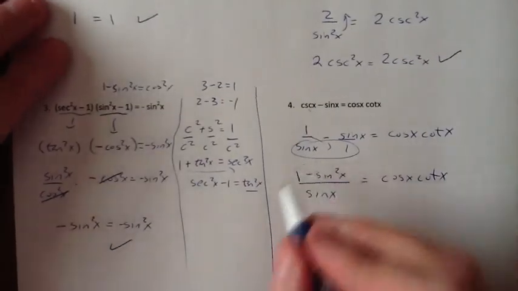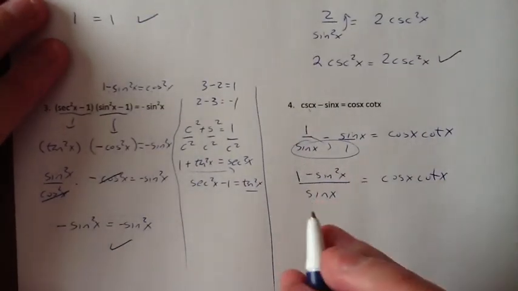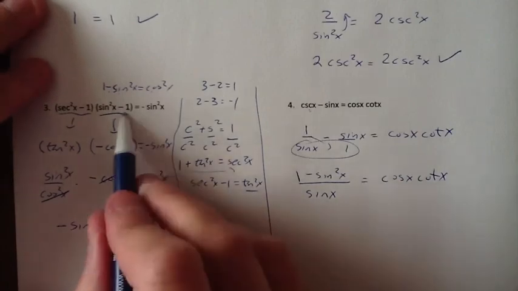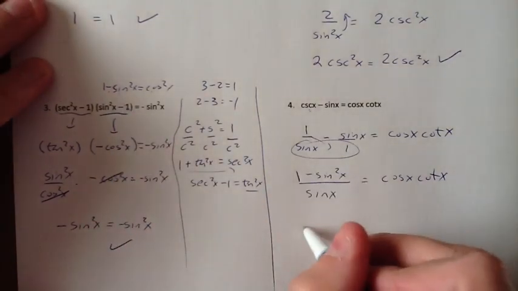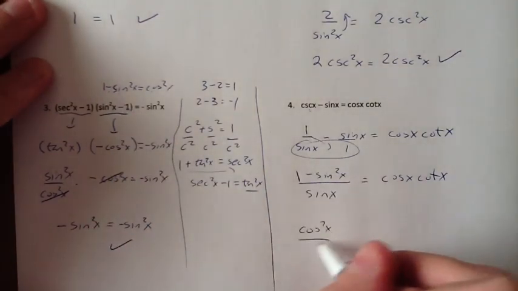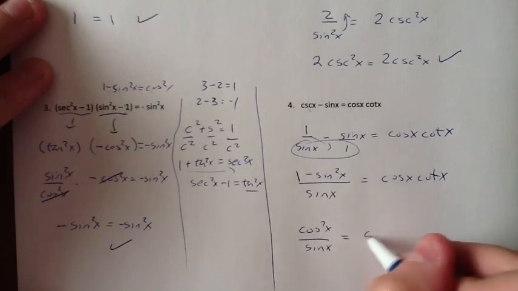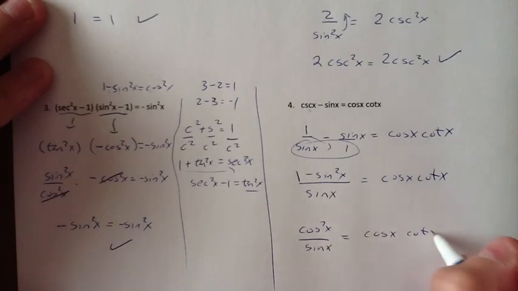And again, what is 1 minus sine squared? It's cosine squared. Yeah, it's cosine squared. See, we already have it here. Very good. So we get cosine squared of x over the sine of x equals cosine x cotangent of x.